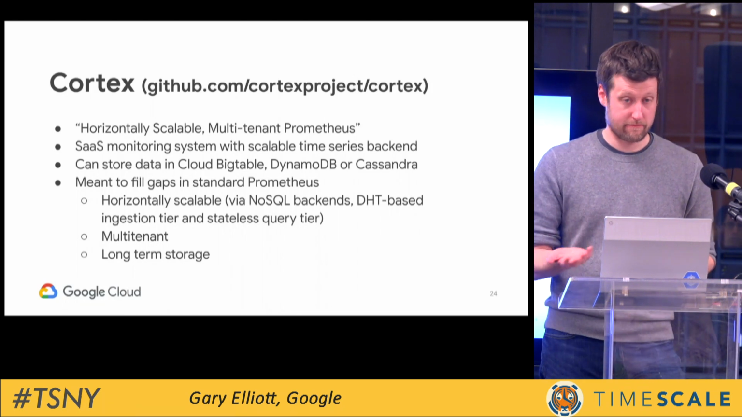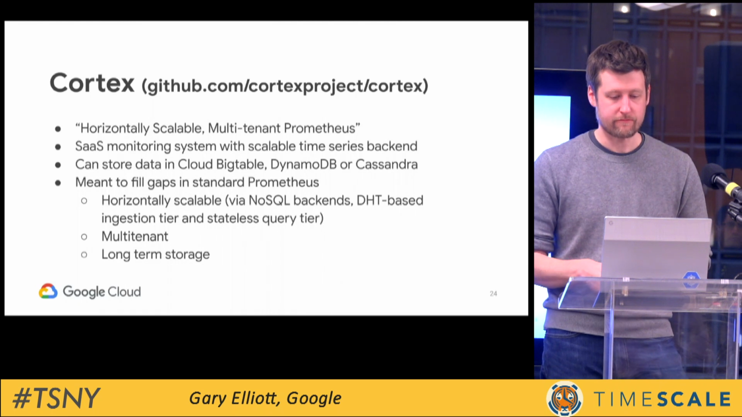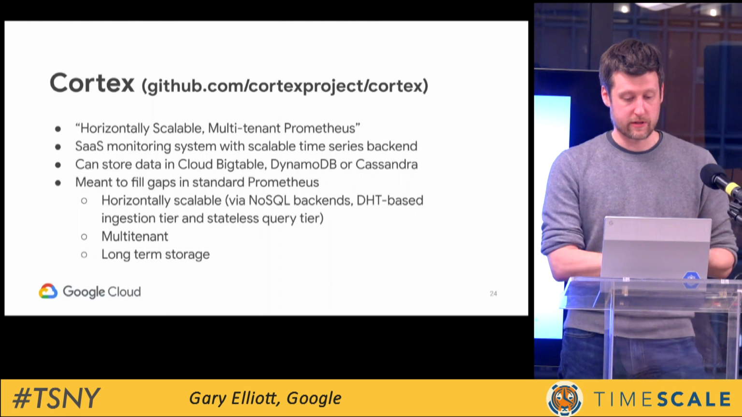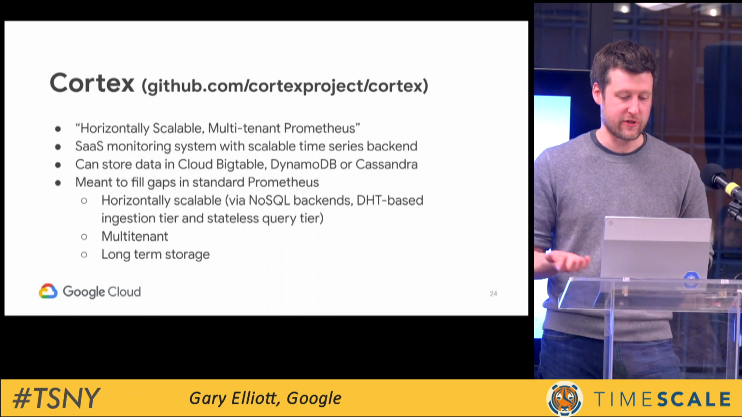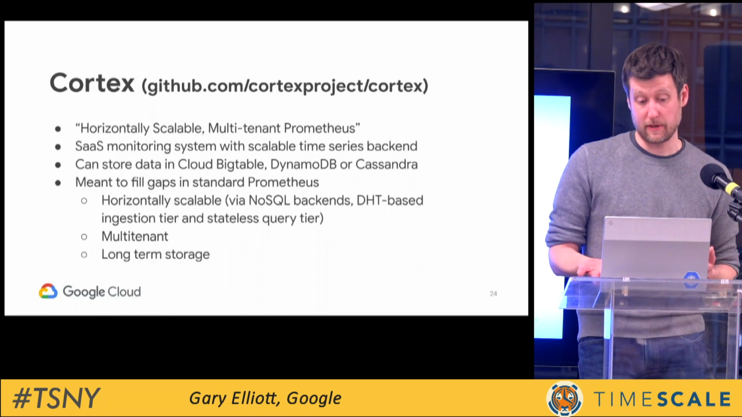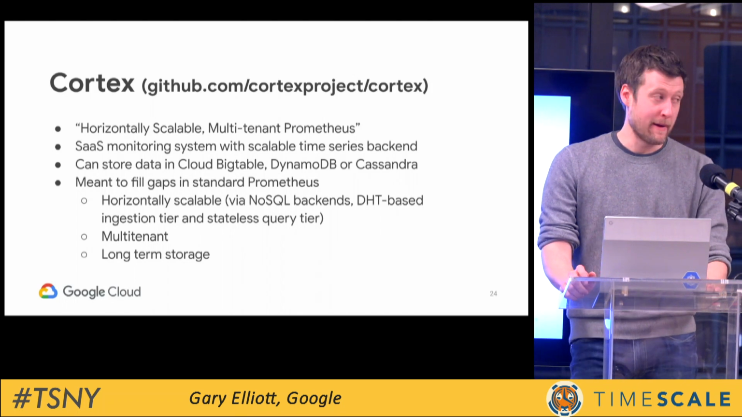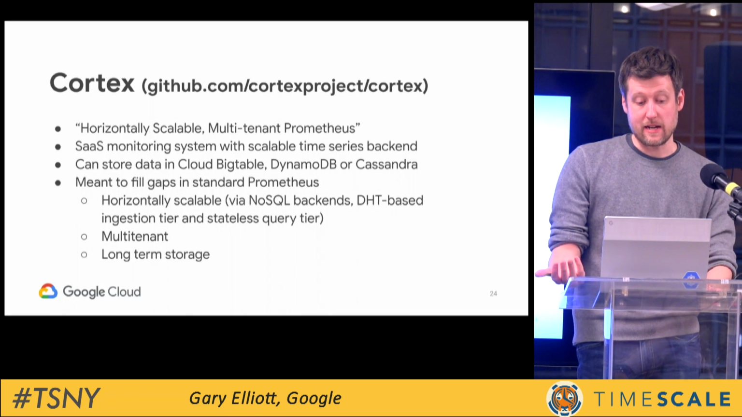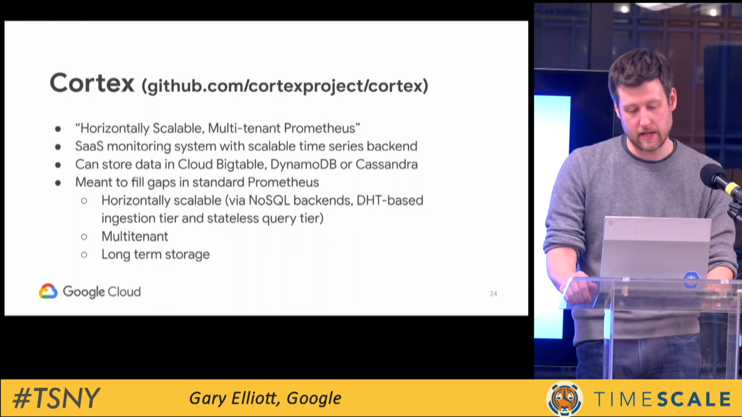And it, like some of these other systems we've talked about, can store data in Cloud Bigtable, it can store data in DynamoDB or Cassandra. And it's meant to fill some of the gaps in the standard Prometheus that has those limitations. So it's horizontally scalable via these NoSQL backends. It has a distributed hash table-based ingestion tier, and a stateless query tier. So it's designed to be a scalable system, and there's multiple companies running it as a SaaS monitoring system out of the box. It's meant to be multi-tenant, either multiple customers or just multiple teams within a company. And it can be long-term storage for Prometheus as well.